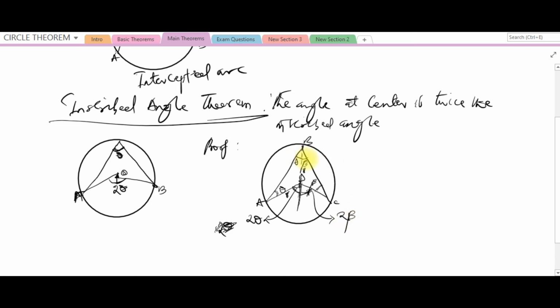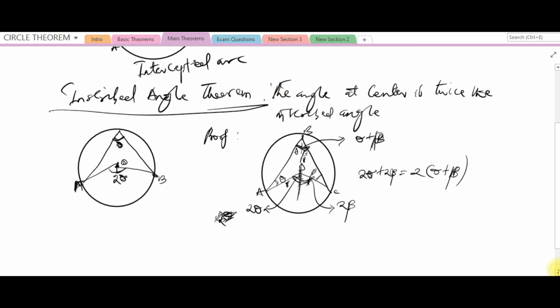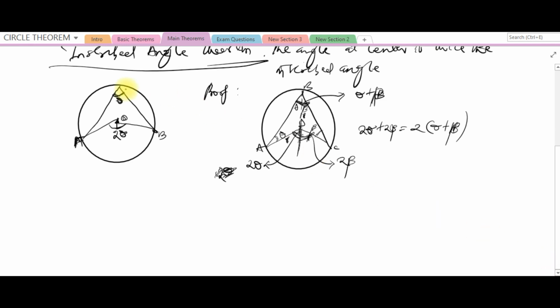So remember the inscribed angle here is theta plus beta. The central angle here is now 2 theta plus 2 beta, which is 2 times theta plus beta. So whatever is here is 2 times there. That's our proof. So let's go over to the second theorem.